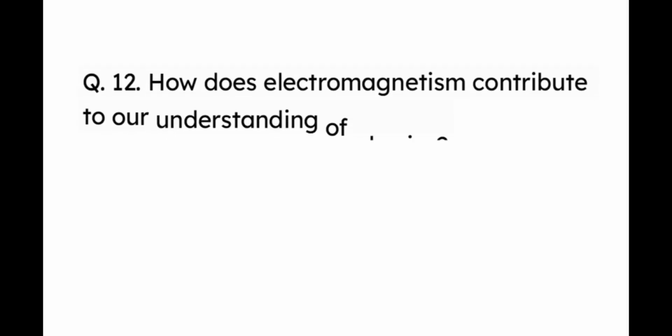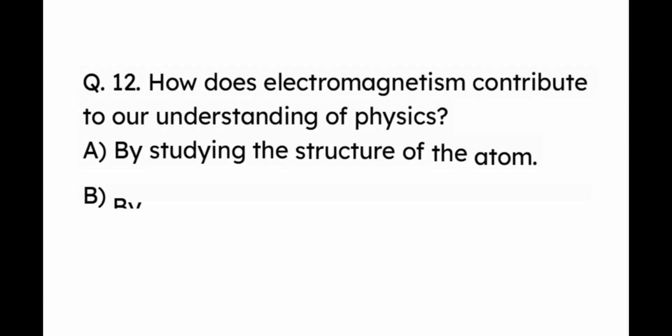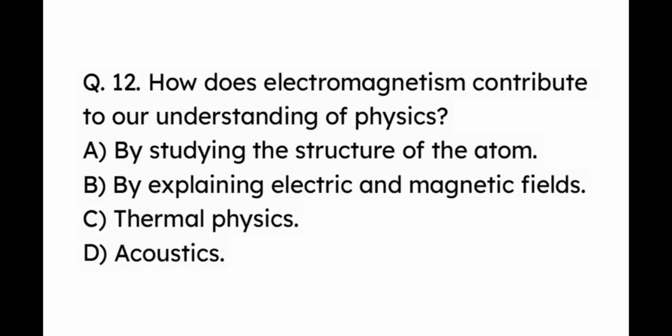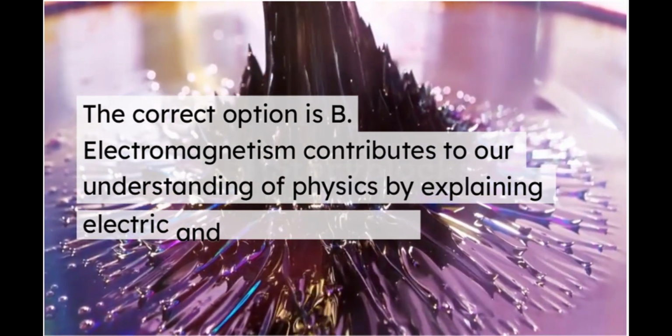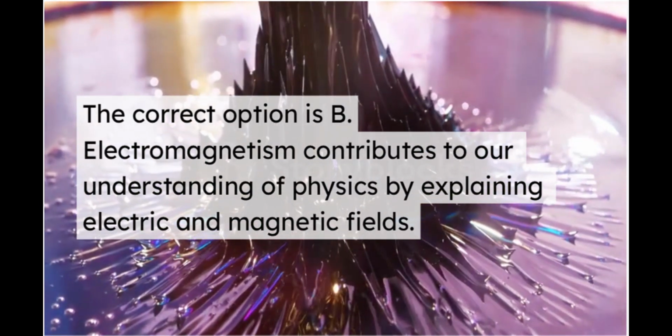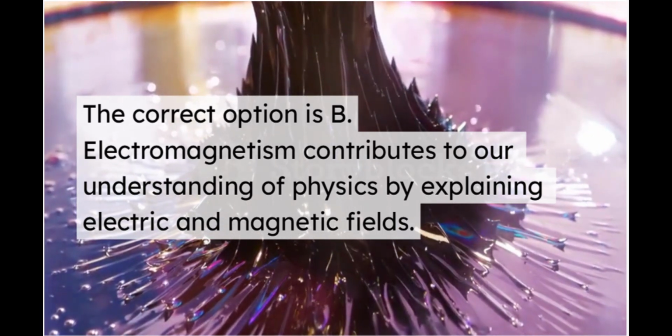Q12. How does electromagnetism contribute to our understanding of physics? A. By studying the structure of the atom. B. By explaining electric and magnetic fields. C. Thermal physics. D. Acoustics. The correct option is B. Electromagnetism contributes to our understanding of physics by explaining electric and magnetic fields.